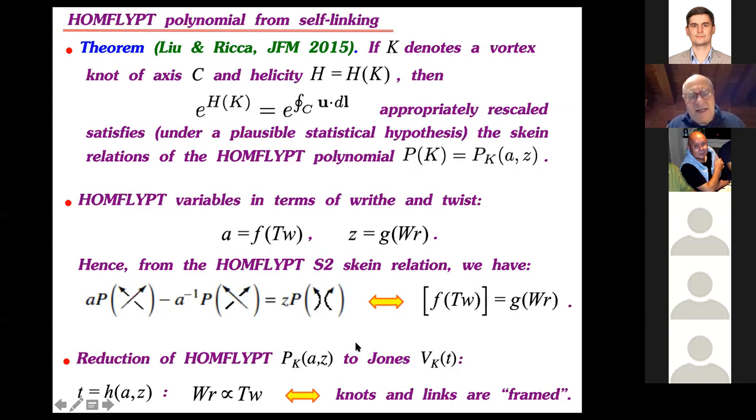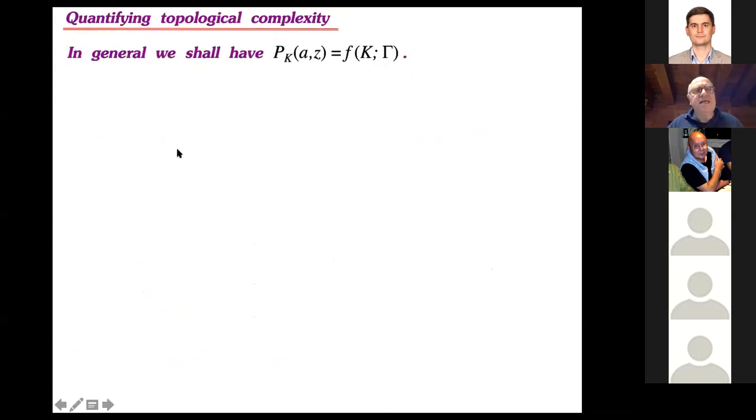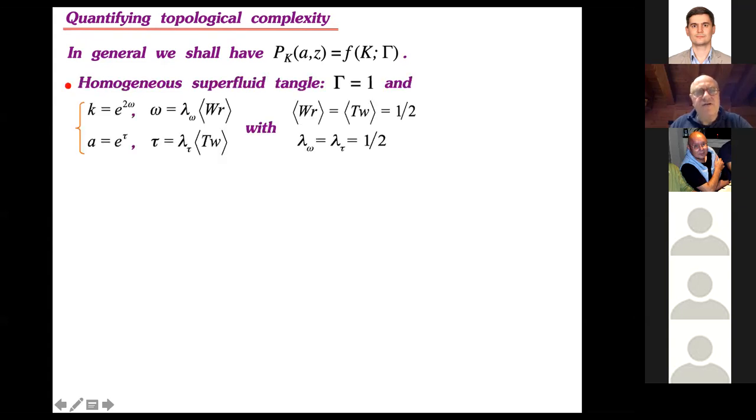Okay, what does that tell us in terms of vortex knots? Let me be a little bit more specific. First of all, notice that by doing this transformation, we have a HOMFLYPT polynomial that is now adapted to our physics, so it becomes a function not only of linking number, but of the knot type itself, and the contribution from physics through gamma.